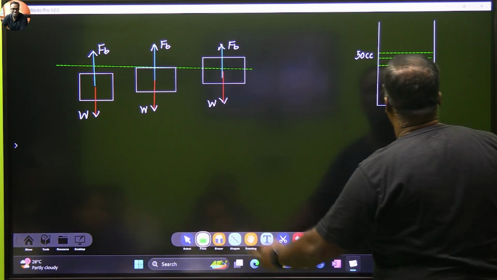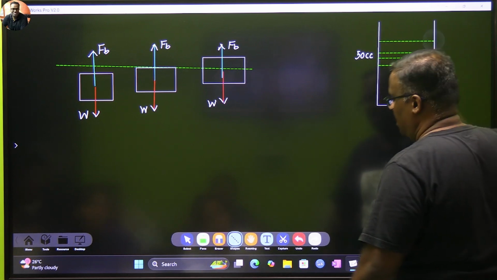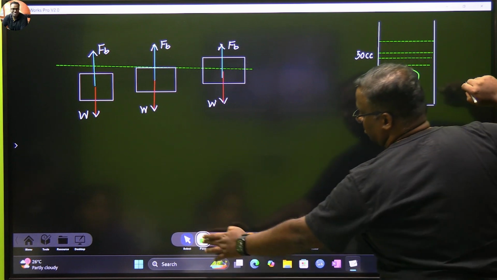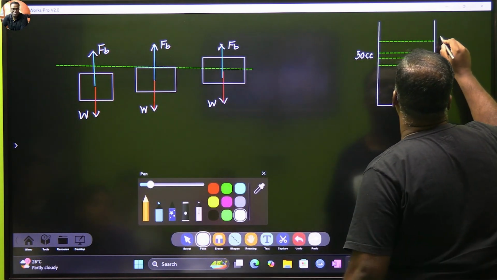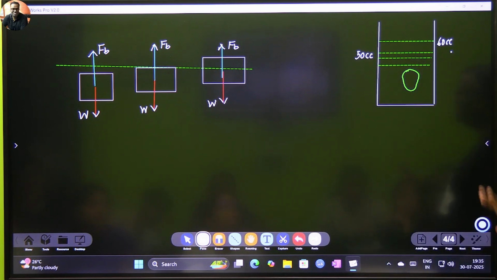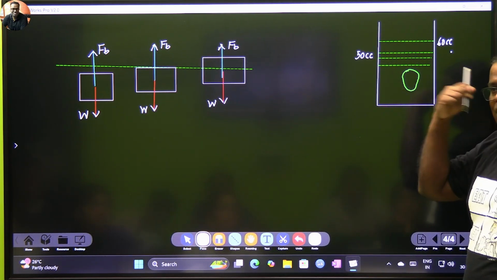Once you put this aloo, you will find that the water level has gone up. And say the water level now has gone up, and this water level is reading something like, say it is reading 60 cc. What is the difference in volume now? 10 cc. That is the volume of the aloo. Is this thing getting inside your head?